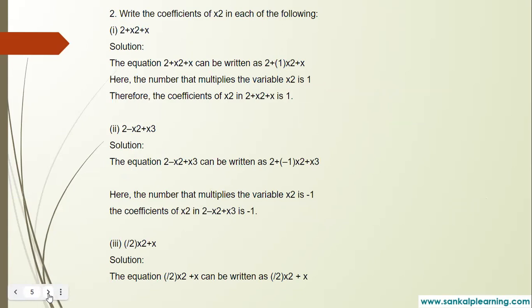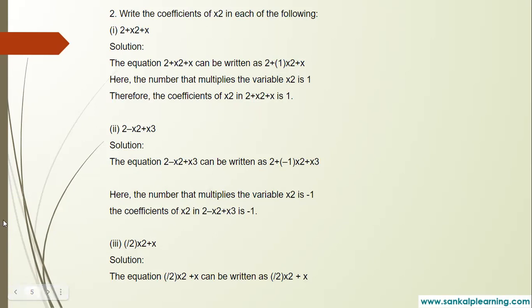Next, the second one: write the coefficients of x square in each of the following. What do you have to write for the coefficient, children? Here, they have mentioned x square, right? Just see only the term x square. What is there behind x square, the numerical or constant? That is its coefficient. The number or constant that comes along with x is what we write as the coefficient.